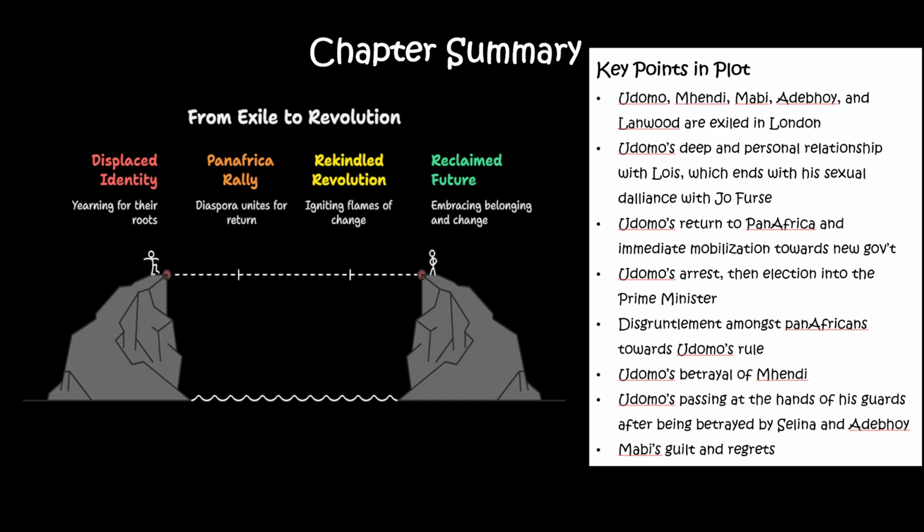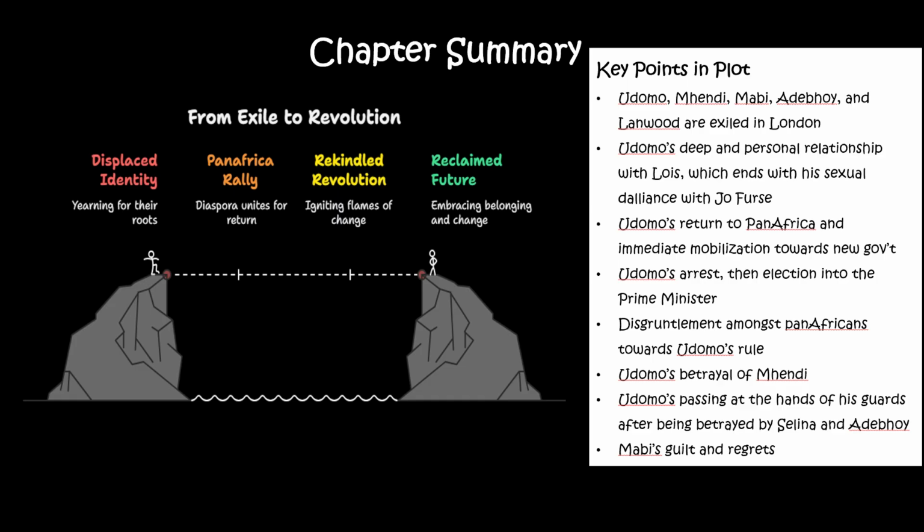The novel opens with Udomo living in London, where he is pursuing his studies, but where he is interested in meeting his hero, a fellow revolutionary and writer named Tom Lanwood, who also hails from Pan-Africa. While in London, Udomo, who is living in poverty but has a passion to realize a better Africa, is determined to meet his hero.